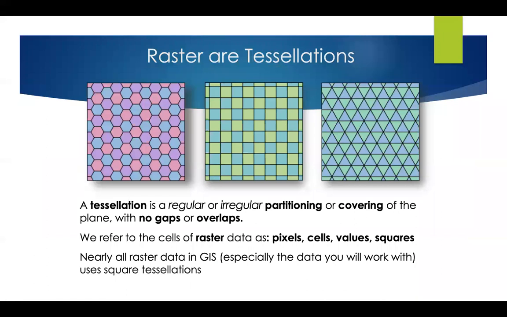Ultimately, rasters are really tessellations, which you might have heard of before. Tessellations are a regular or irregular covering of a plane with no gaps or overlaps. Think of this like tiles you might find around a pool or in a bathroom. The tiles of raster data are often referred to as pixels, cells, values, or sometimes squares. Nearly all raster data in GIS uses square tessellations. Think of this as the most boring and basic tile.